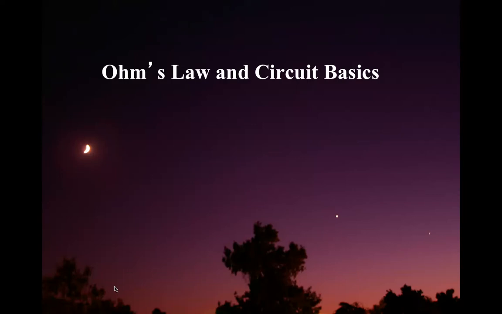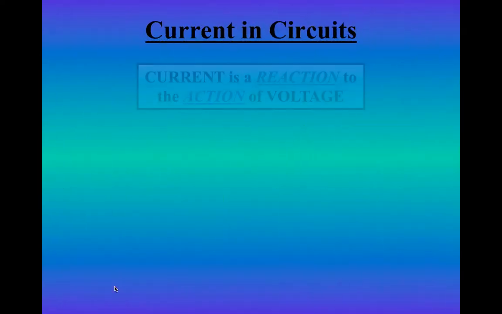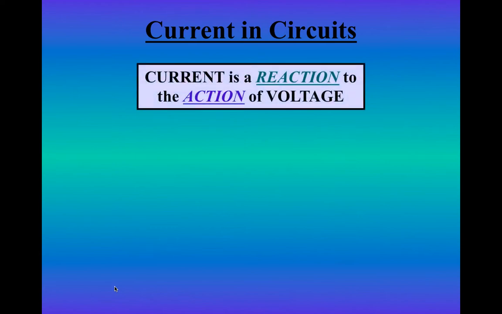Now that we've learned about potential difference, current, and resistance, we can continue our discussion and understanding of circuits. We've already talked about current being a reaction to the action of voltage. In order to have current or electron flow in your circuit, you must supply some electrical energy. How much current in your circuit depends on two things.